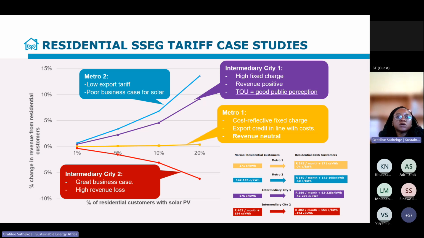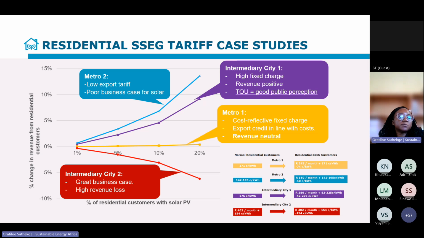Intermediary city 2. So with this one, we remained with the same basic charge of 402 Rand per month. And then we also had the energy charge of 104 cents, which remained the same. We introduced an export tariff of 154 cents, which is on a one-to-one basis, basically equal to the energy charge. So this resulted in a great business case for customers, as customers would be making quite a bit of money looking at the one-to-one compensation that they'd be receiving.